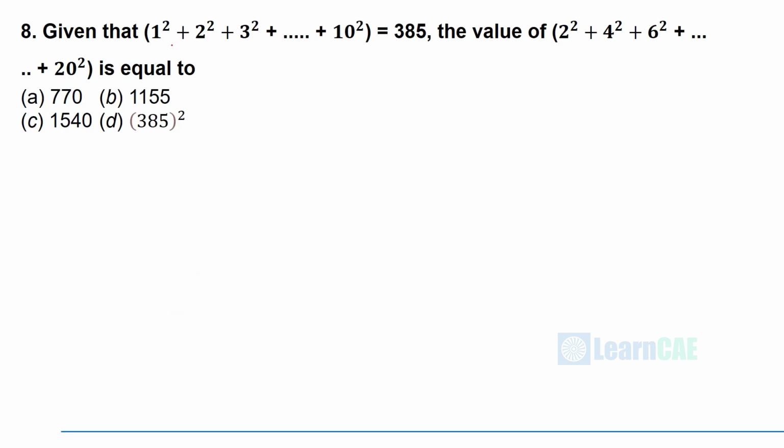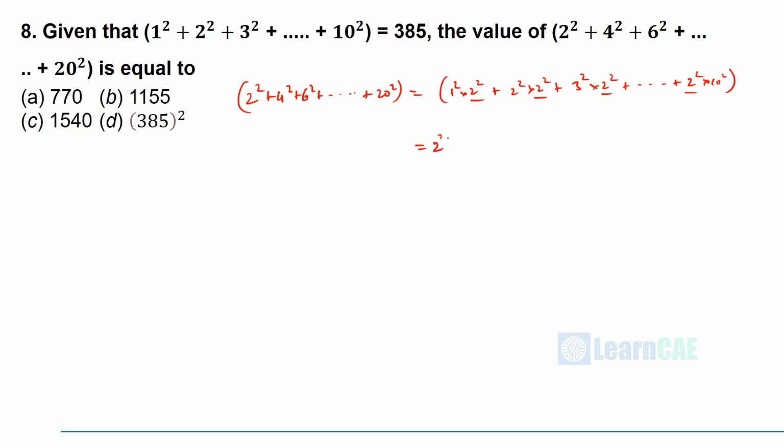Next question. Given that 1 square plus 2 square plus 3 square plus, goes on till 10 square, is equal to 385, the value of 2 square plus 4 square plus 6 square plus, it goes on till 20 square, is equal to. Okay. Here we can see all the values are multiplied by 2 square. Therefore, 2 square plus 4 square plus 6 square plus 20 square is equal to 1 square into 2 square plus 2 square into 2 square plus 3 square into 2 square, it goes on till 10 square into 2 square. So here we can see the common term is 2 square, which we can take outside.